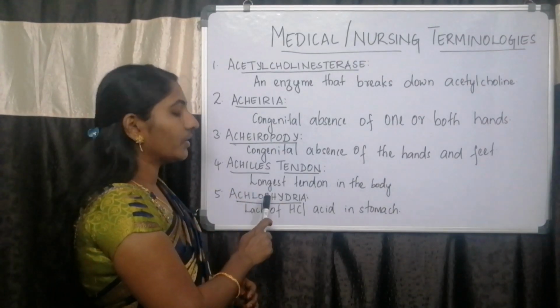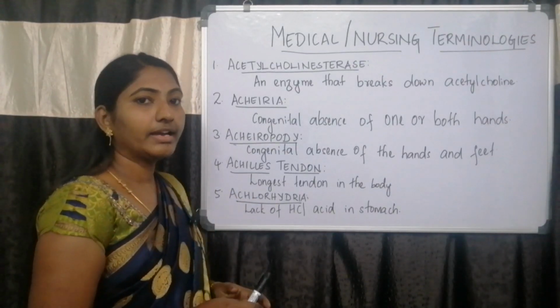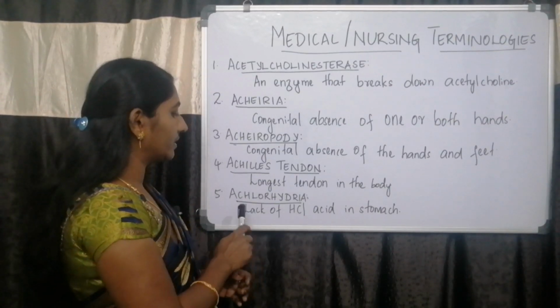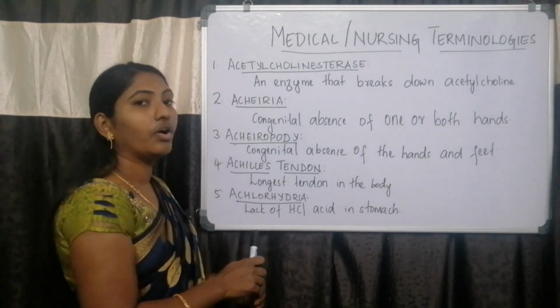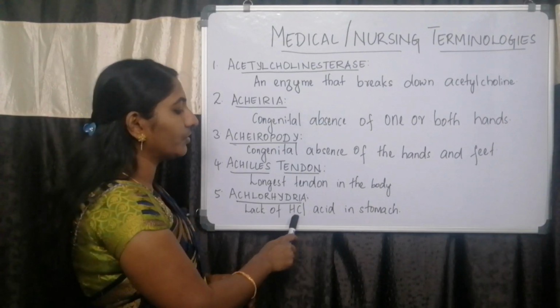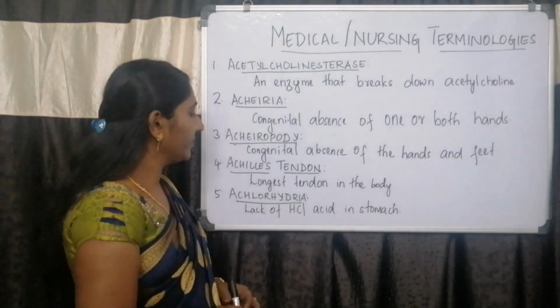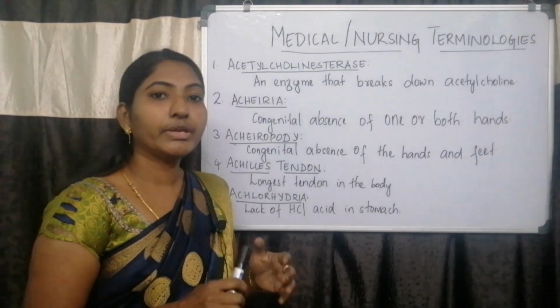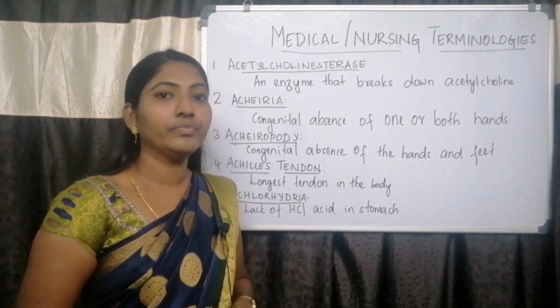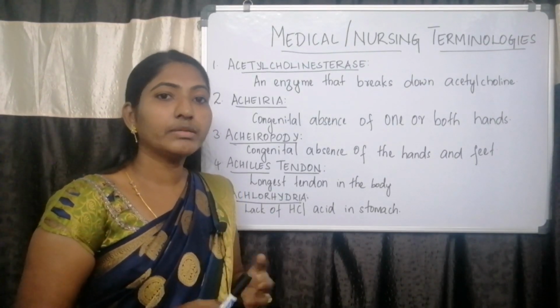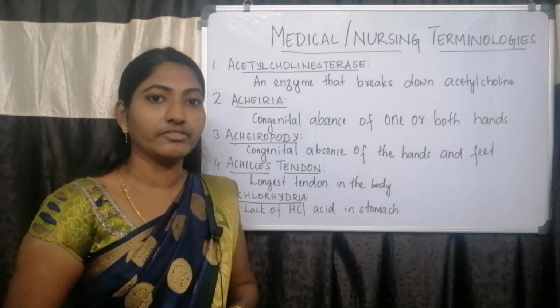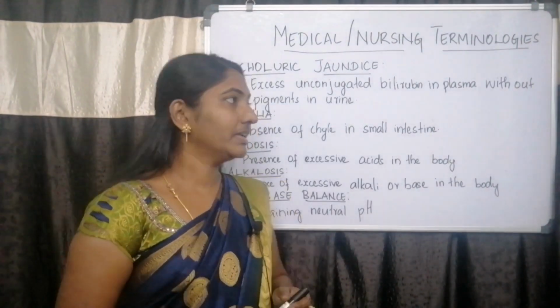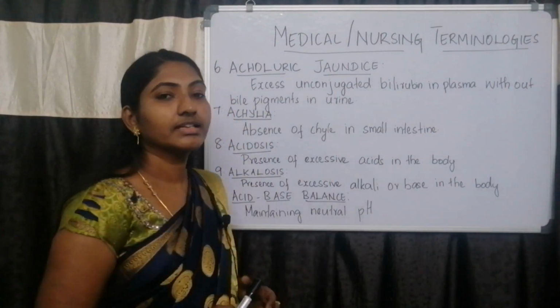Next one is achlorhydria. Achlorhydria is a term which is used to describe a lack or hyposecretion of hydrochloric acid in the stomach. So achlorhydria may be caused due to pernicious anemia or stomach cancer, or it may be due to Helicobacter pylori infections.